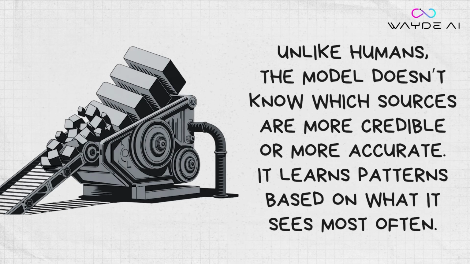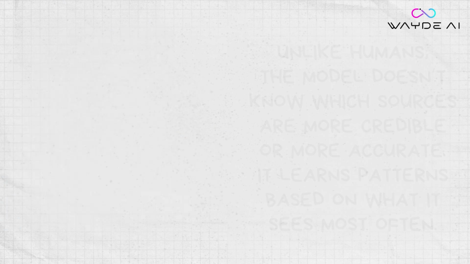Now, unlike humans, the model doesn't know which sources are more credible or more accurate. It learns patterns based on what it sees most often. So issues like bias, missing perspectives, and representation aren't added later. They're shaped by these early data choices.